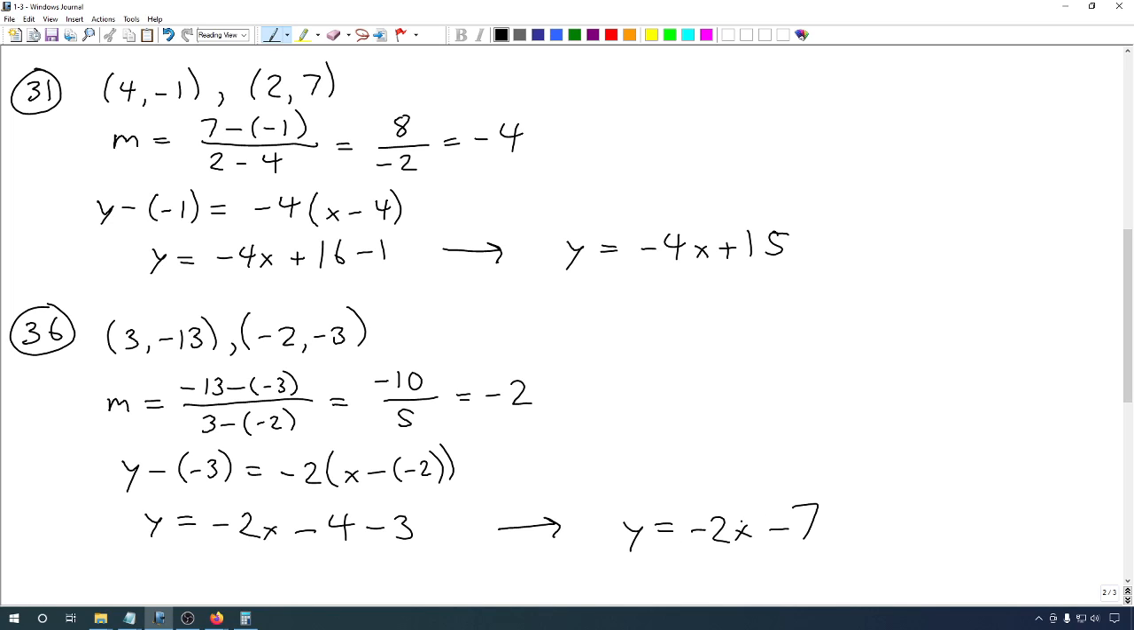Same thing down here. If I pick my 3, because 3, -13 is the point that I didn't use. So I put 3 in here, I get -2 times 3, which is -6. -6 minus 7 does give me a -13. So this one is correct as well.